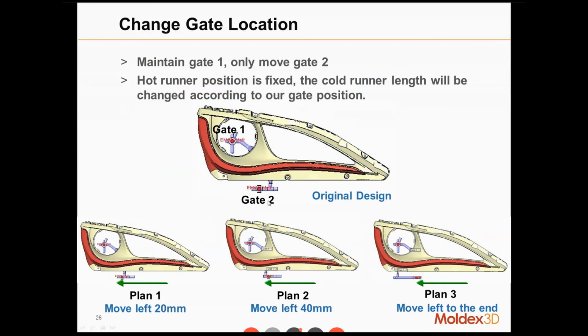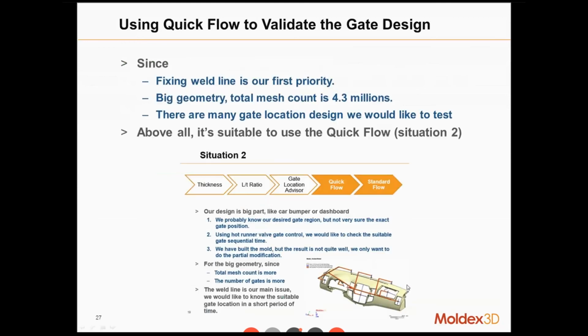They maintain gate number 1 and only move gate number 2, and they have 3 plans. Plan 1 moves the gate from the middle to the left 2 millimeter. Plan 2 moves it to the left 40 millimeter, and plan 3 moves it from the middle to the left corner. And since they already built the cable, built the mold, the hot runner system is fixed in this region. So if we change the gate design, the length of the cold runner will be increased. Okay, so we can see that this length will be longer.